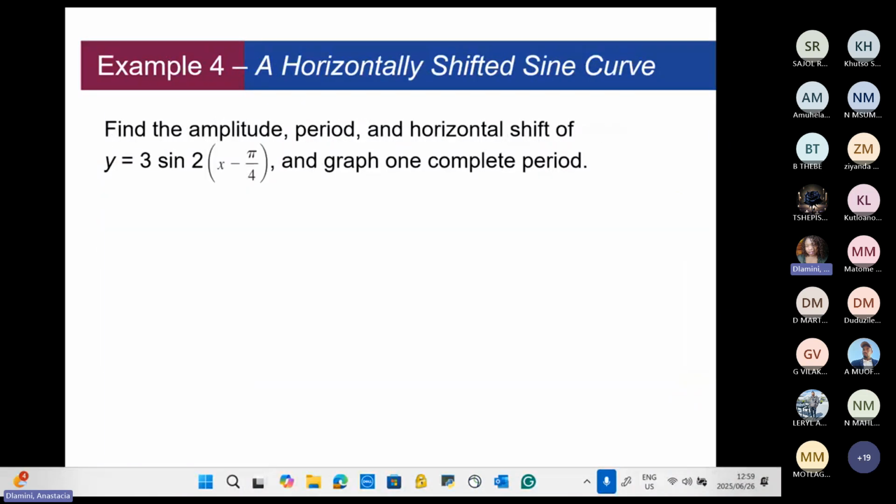Find the amplitude, the period, and the horizontal shift of y equals 3 sine of 2x minus this, and graph one complete period. Can I just do this very quickly, but I need 2 seconds to drink some water. Are we all okay? You can discuss it.